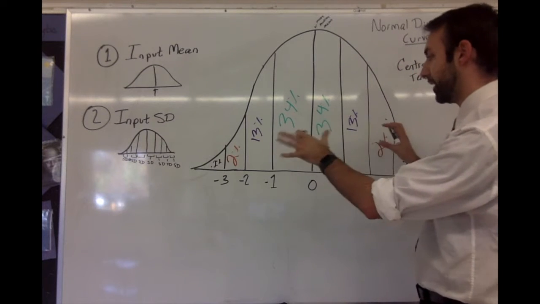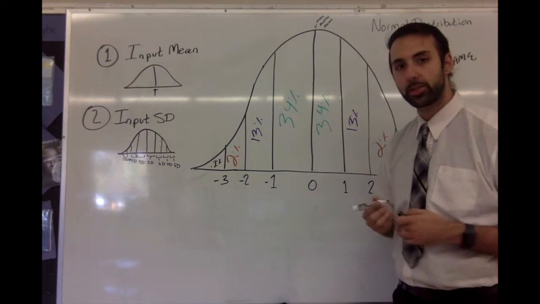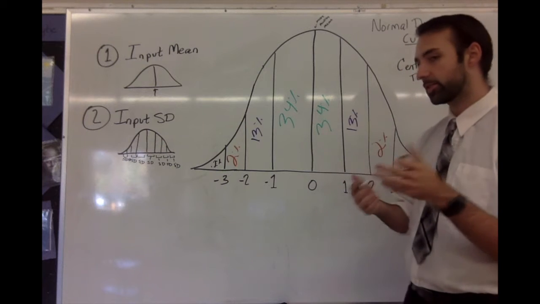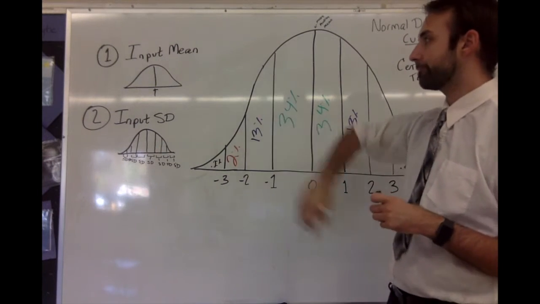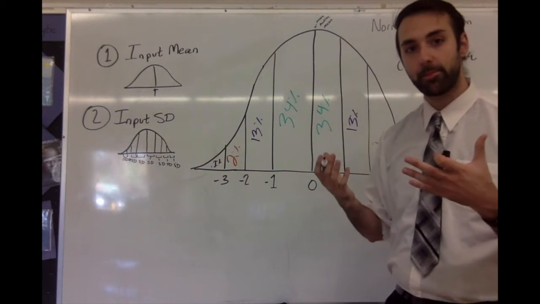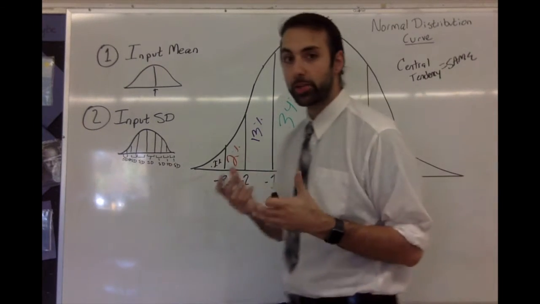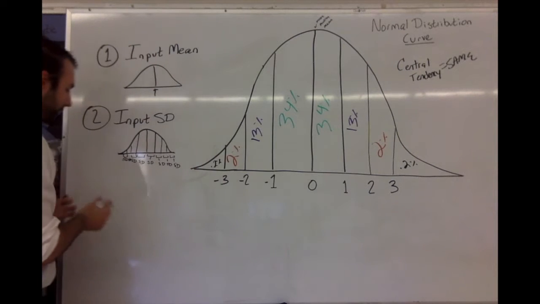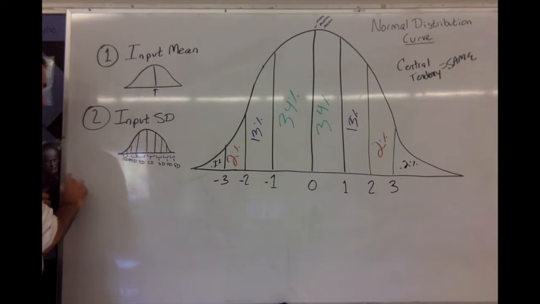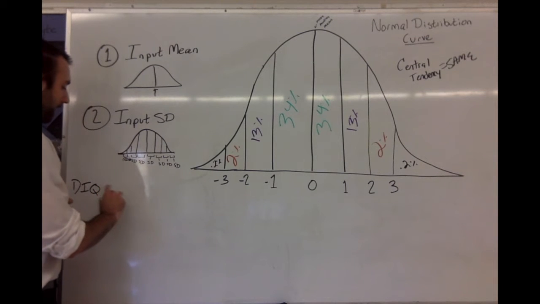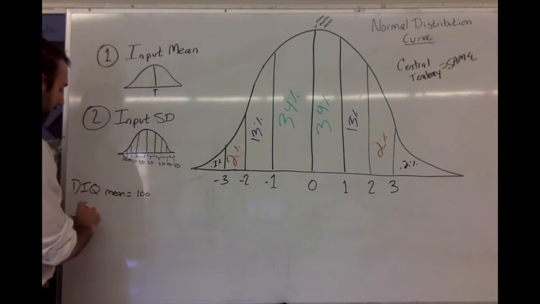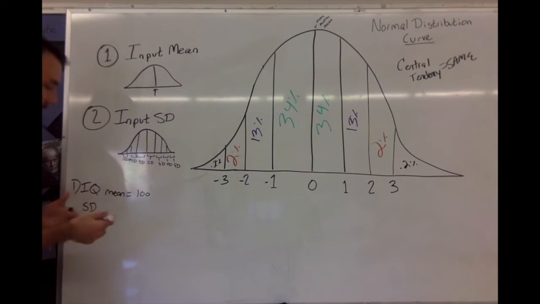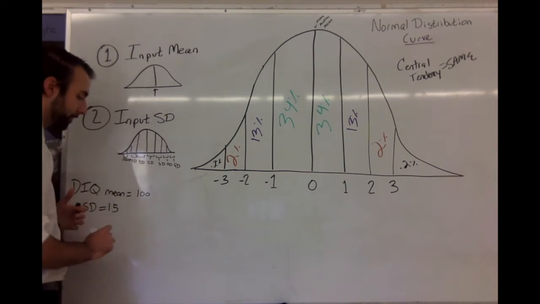Once you have this set up, answering the questions that you're going to encounter on the AP exam really just requires us using a couple different steps here. And I have those steps here. Input the mean. Typically what you're going to see is a multiple choice question, and it's going to say something along the lines of this. On the IQ test, the mean was 100, and the standard deviation, which I abbreviate SD, equaled 15.